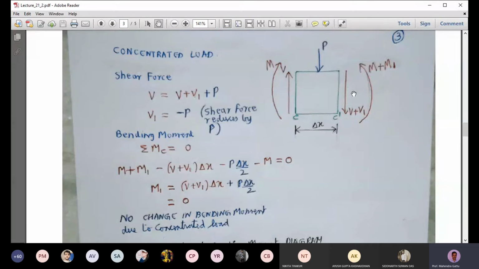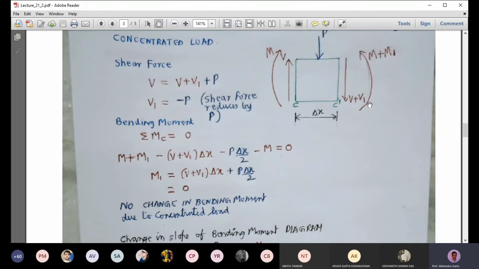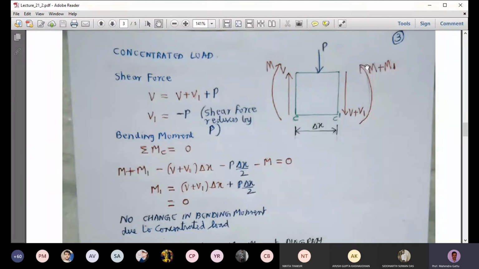So this is regarding shear force, and what happens to the bending moment? Let's look if there is any change in the bending moment here. Again, we'll apply the moment equilibrium about this left section. The shear force V will not have any bending moment. However, the remaining P and V plus V1 will have some bending moments that contribute to the moment about this section. So first we have M plus M1, which is acting in the anti-clockwise direction.